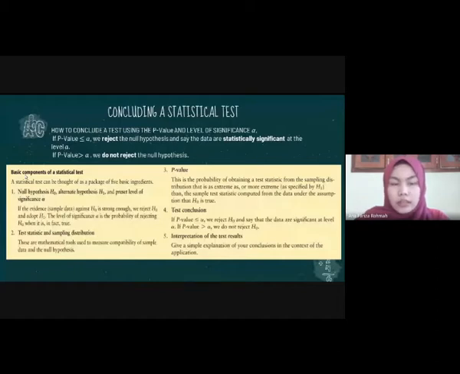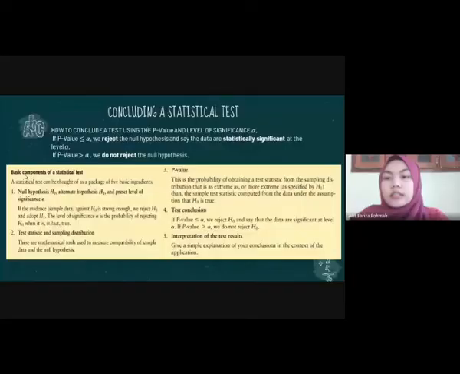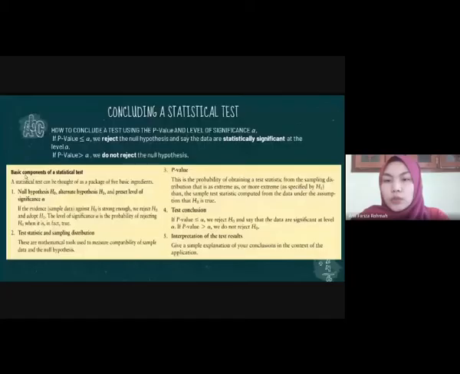And the third is the p-value. This is the probability of obtaining a test statistic from the sampling distribution that is as extreme as or more extreme, as specified by the alternate hypothesis, than the sample test statistic computed from the data, under the assumption that the null hypothesis is true.